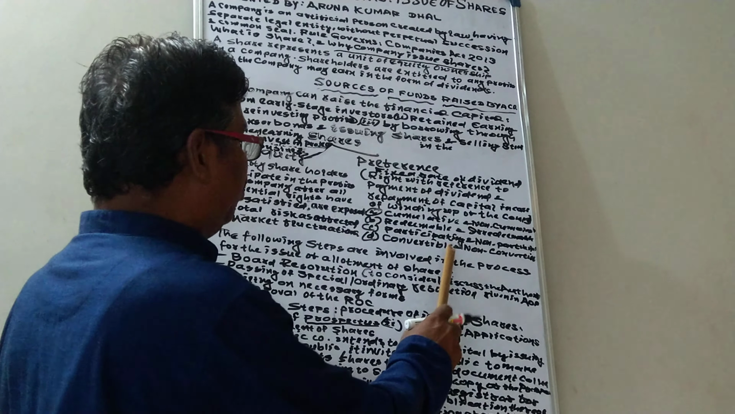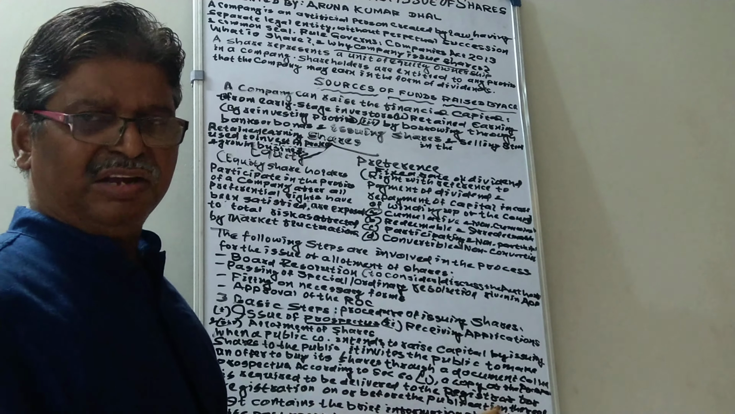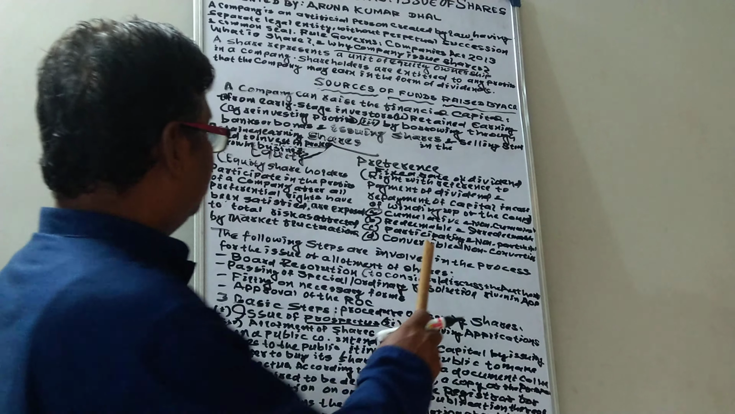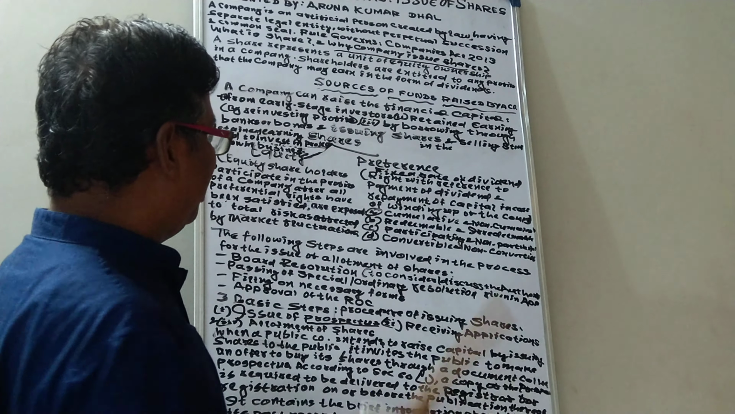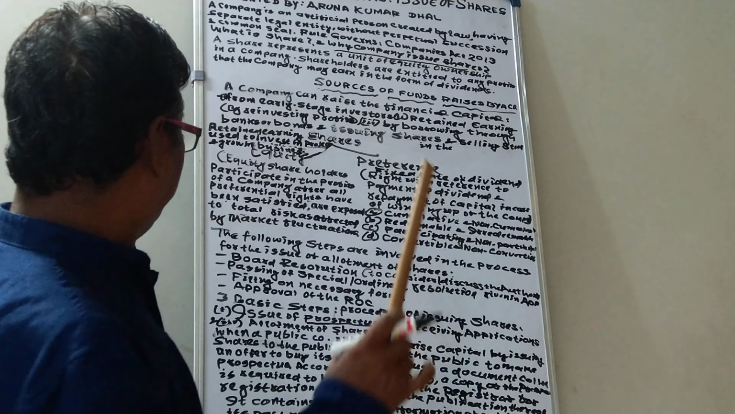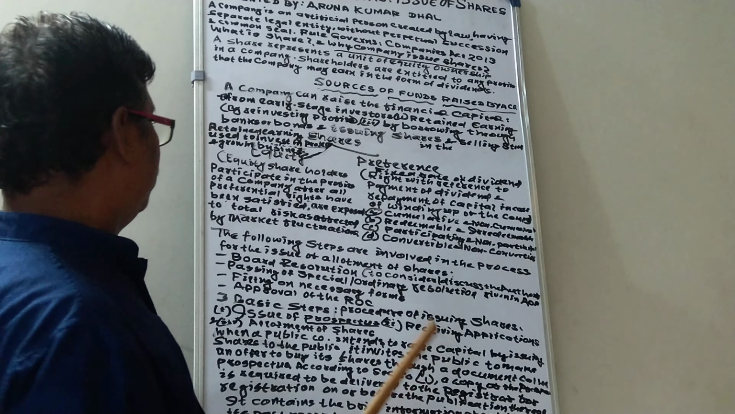If it is convertible, then they can convert the preference share into equity share as per the terms and conditions of the company. If it is non-convertible, it cannot be converted into equity share.